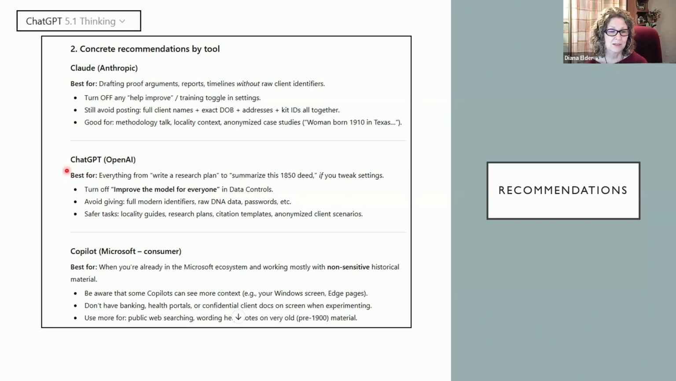And then ChatGPT, everything from write a research plan to summarize this deed, turn off improve the model for everyone. And the same thing, don't give it full identifiers and use it for your basic locality guides, research plans, citation, anonymized client scenarios. Copilot.